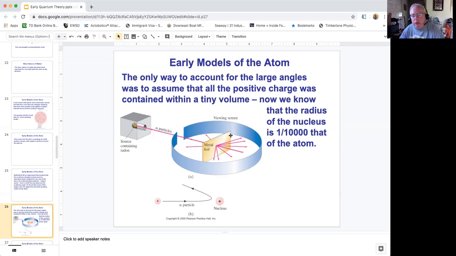Here's our metal foil, pounded out so that it is a relatively small number of atoms thick. And then these alpha particles collided with the atoms in this metal foil. But surprisingly, most of them just went straight through. And every once in a while, one would actually bounce back relatively strongly. So this was a big surprise.